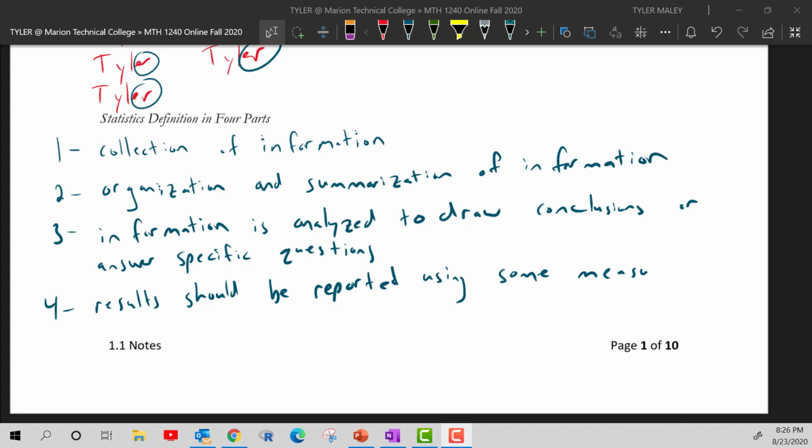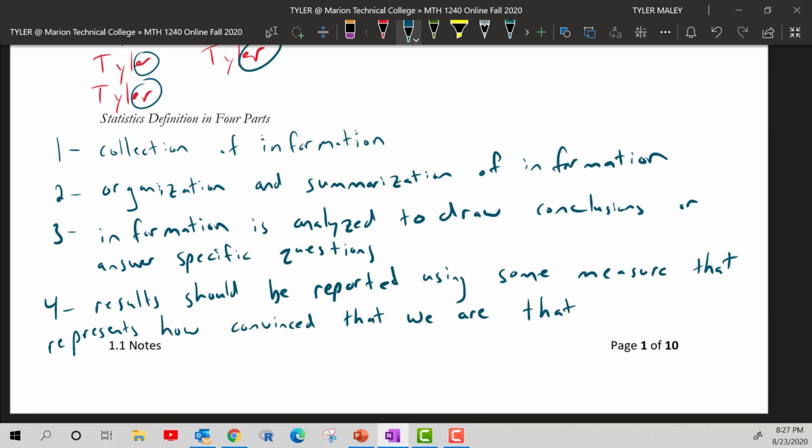So we were looking at the statistics definition of 4 parts. The last part: results should be reported using some measure that represents how convinced we are that our conclusions reflect reality.